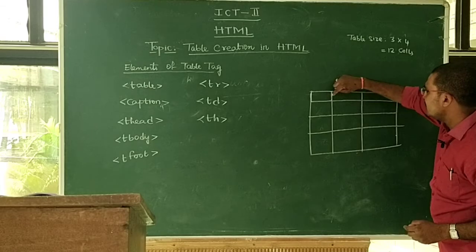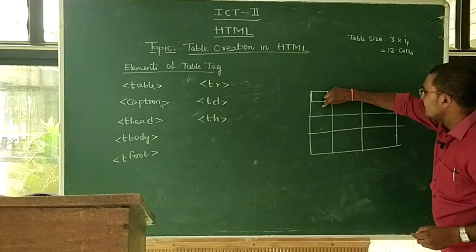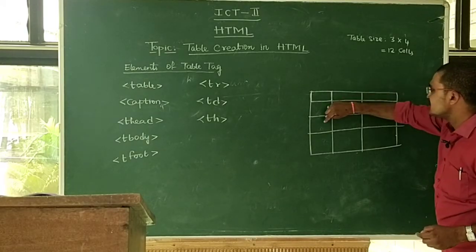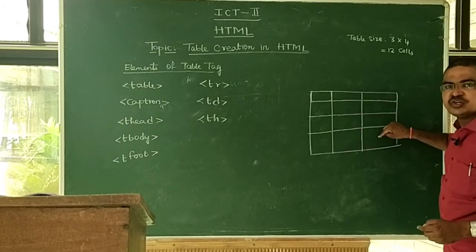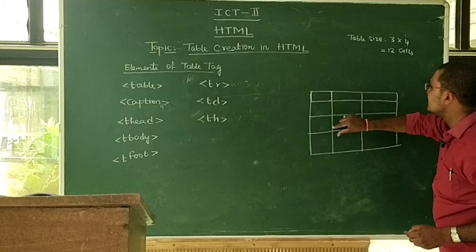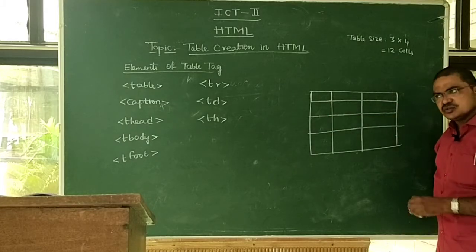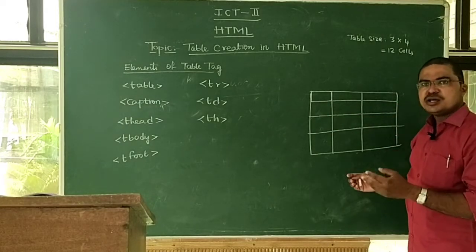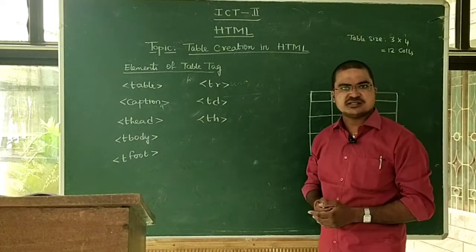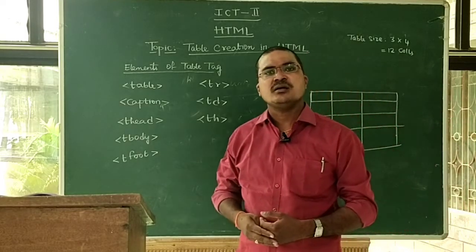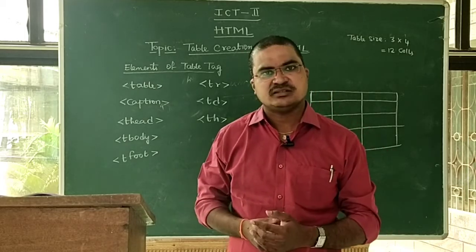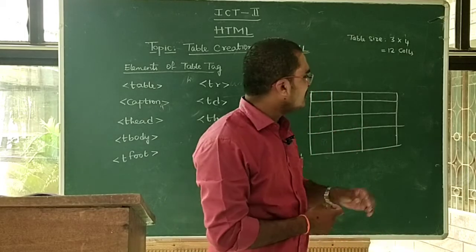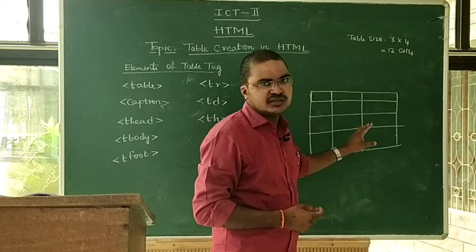Cell number 1, 2, 3, 4, 5, 6, 7, 8, 9, 10, 11 and 12. 12 cells are arranged in this table. Okay, so this is a table. All tables do not contain a 3 into 4 size. According to our requirement, the table size is sometimes increased or sometimes decreased, right? So for now I will show only a sample table.